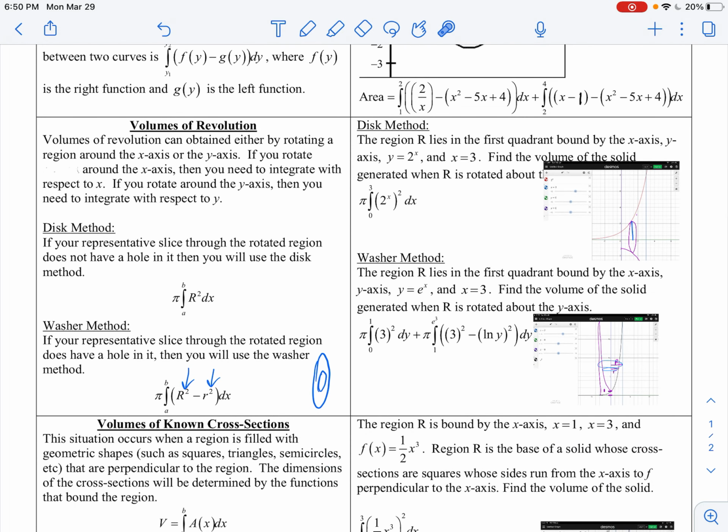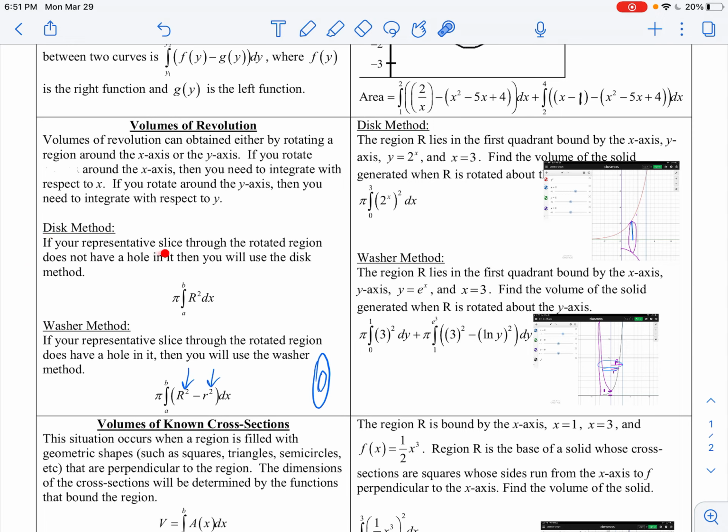When we revolve around an axis, this is our volume of revolution. So it says volumes of revolution can be obtained either by rotating a region around the x or y axis. If you rotate around the x-axis, you need to integrate with respect to x. If you rotate around the y, then you need to integrate with respect to y. You can also rotate around just some random vertical line or horizontal line, so it doesn't have to be one of the x or y axis.